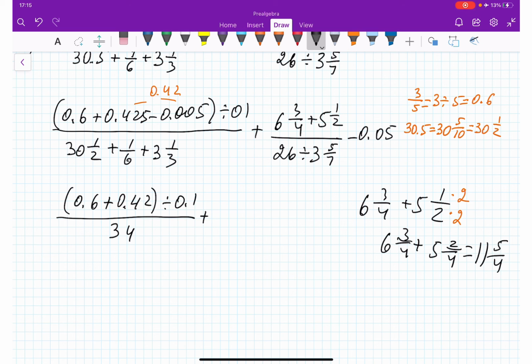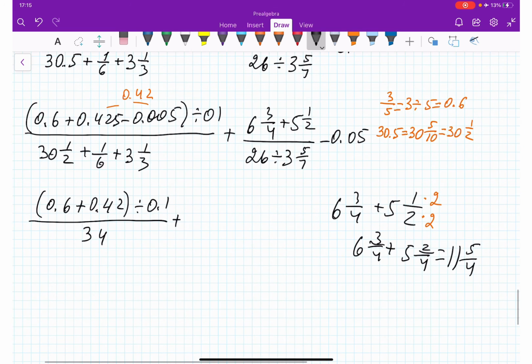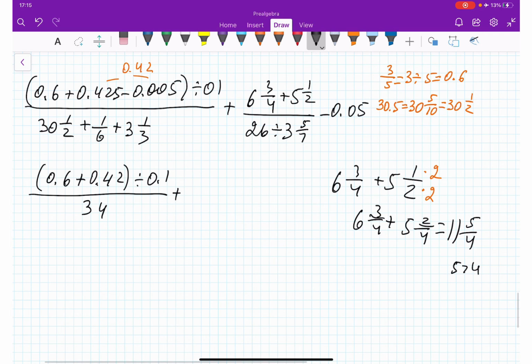Okay, 5/4 is an improper fraction. Why is it improper? Because the numerator is greater than the denominator, which is 5 is greater than 4. Which means we need to convert it into a proper fraction, right? It's going to be 11 plus 1 and 1/4. 5/4 is 1 and 1/4. So 4 will go into 5 one time, remainder is 1. So the answer is 12 and 1/4.